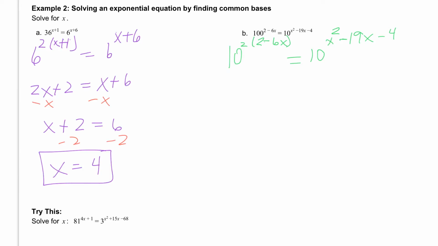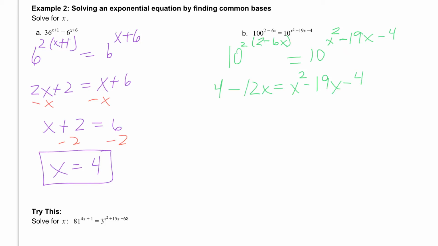Now that our bases are the same, they're both 10s, we can take our exponents and set them equal to one another. As we do that, I'm going to distribute again in my first one and take that 2 times 2 and 2 times negative 6 to start. And I get 4 minus 12x equal to x squared minus 19x minus 4. Now in this case, instead of having a linear equation like I did over here in letter A, I now have a quadratic equation that I need to solve.